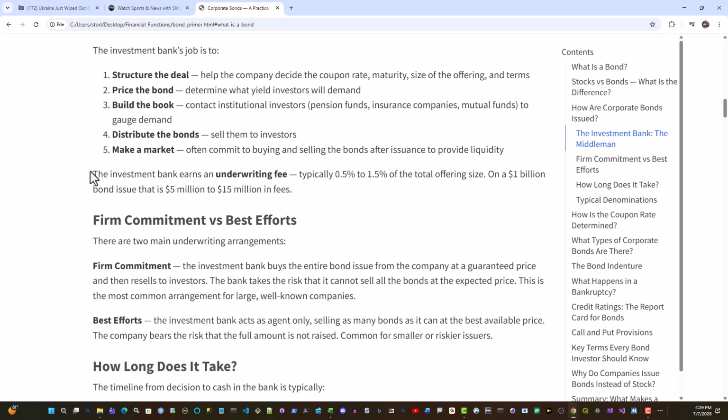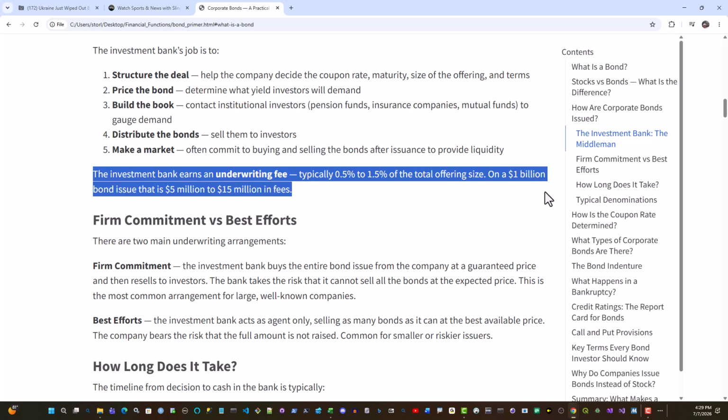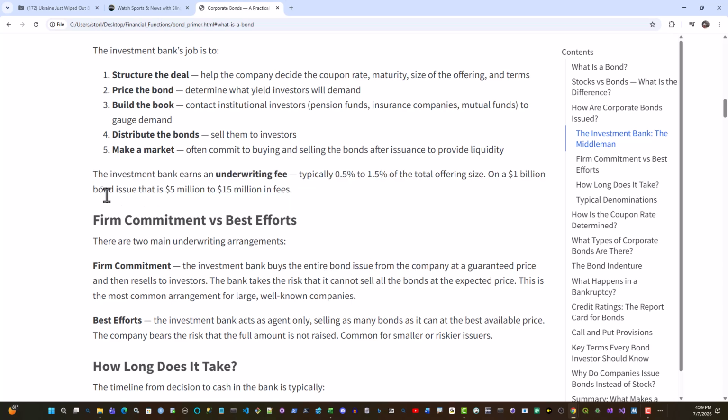But why would they do this? Well, look at this. They earn money through an underwriting fee, typically between 0.5% and 1.5% of the total offering size. On a $1 billion bond issue, or in our case with Apple, the $5 billion one, you can see that would be quite profitable. They will charge something like $5 million to $50 million in fees.